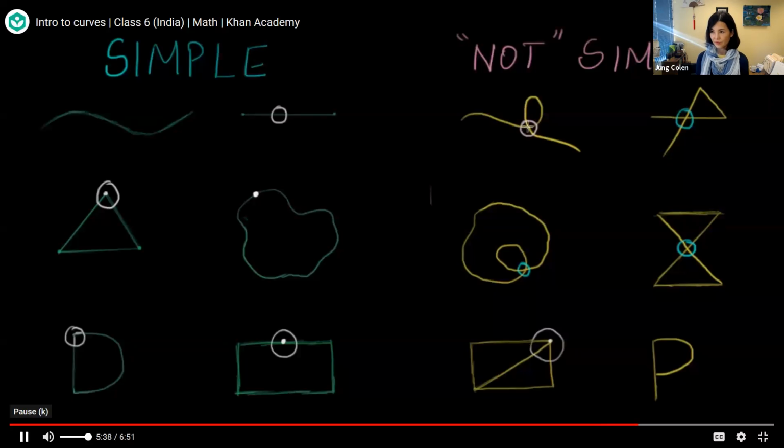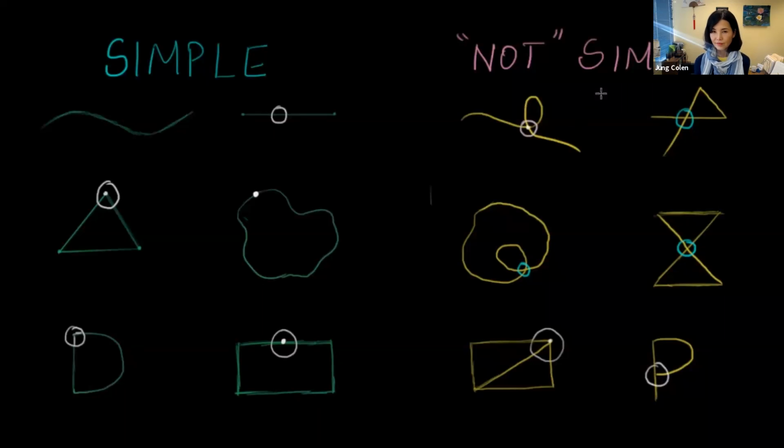Over here, if you draw that circle, if you take this point, how many can you find? 1, 2, 3, 4. Even if it's not 4, even if it's just 3, that's enough. So over here, you can see that there is 3. That's enough to make the curve not simple.